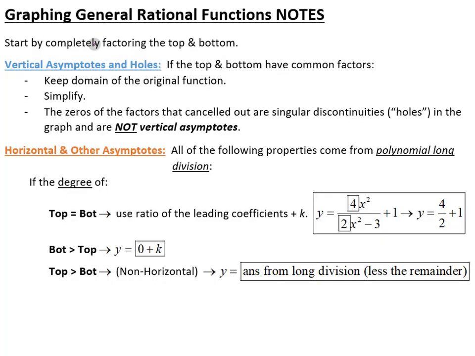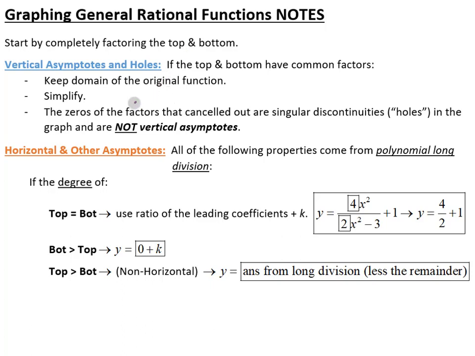All right, today we're learning how to graph our general rational functions. There are simpler cases of these and they can get really, really complicated. We're going to be keeping to a little more than the simpler cases, but we're not going to go crazy complicated either. The first thing we want to do for these rational functions, like we'll be doing the whole chapter, is start by completely factoring the top and bottom. So factor everything out.